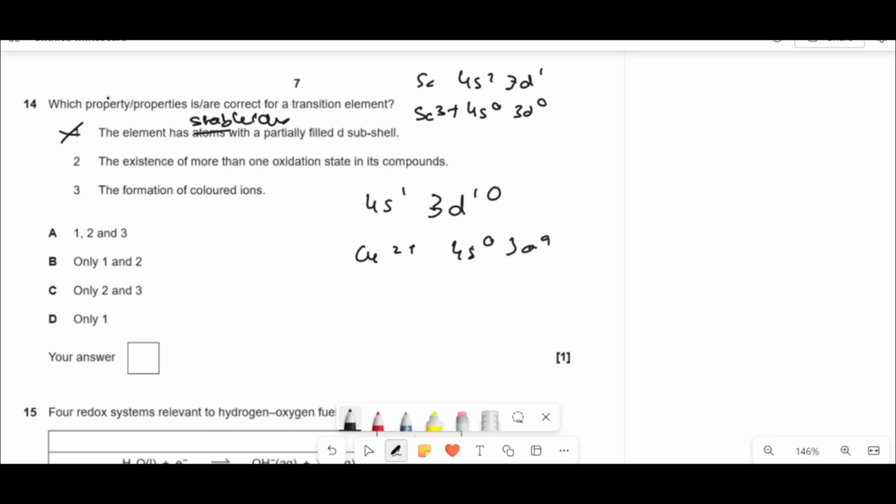Then it says the existence of more than one oxidation state in its compounds. That is correct. That's one of the properties of it, because the electrons can move up and down energy levels and be excited, but they're quite close together, so it's allowed to do that. And then the formation of coloured ions as well. So it only is 2 and 3. 1 is not wrong, and the amount of times people jump to saying that is actually just, oh my god, a pet peeve.